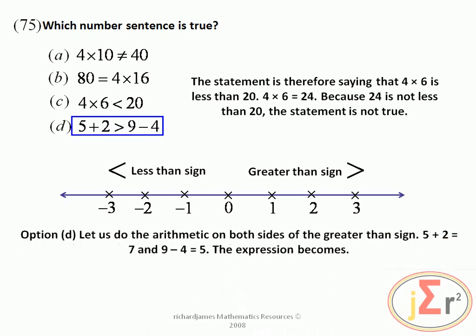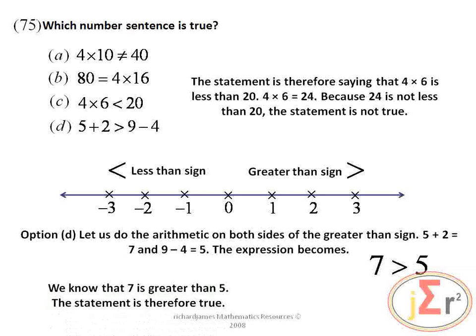What about option D? Let us do the arithmetic on both sides of the greater than sign. So 5 plus 2 is equal to 7, and 9 minus 4 is equal to 5. The expression becomes 7 is greater than 5. We know that 7 is greater than 5. The statement is therefore true. So that is the one that we are looking for, and the answer is option D.